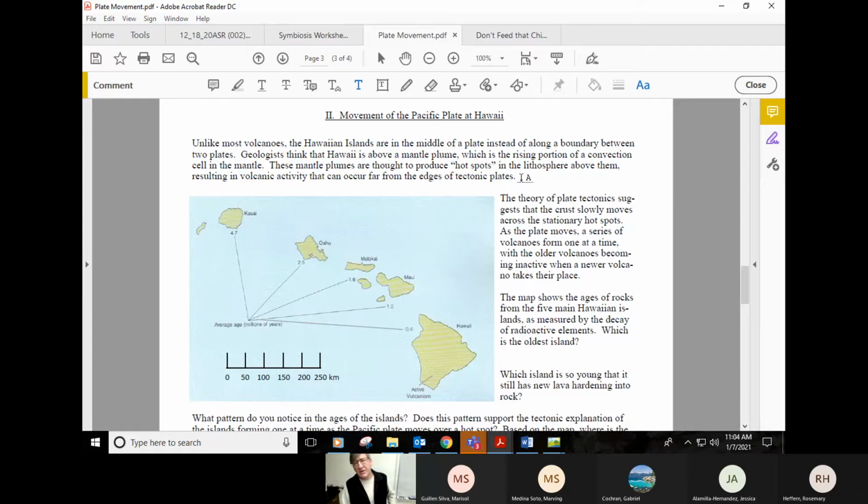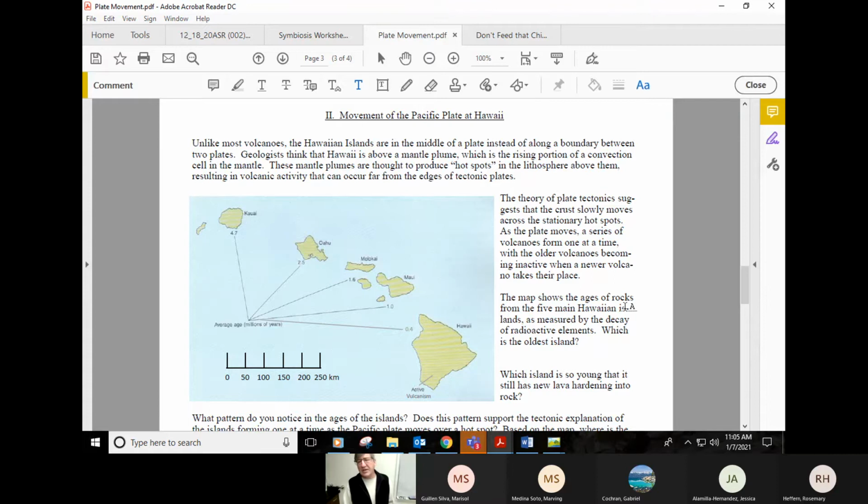Now, with the San Andreas Fault, we were looking at the movement along the edge of a plate. Now we're looking at movement in the middle of a plate, in the middle of the Pacific Plate. The theory of plate tectonics suggests that crust slowly moves across the stationary hotspots. As the plate moves, a series of volcanoes form one at a time, with the older volcanoes becoming inactive when a newer volcano takes their place. The older volcano gets carried away from the hotspot, and a new volcano forms over the hotspot in its place.